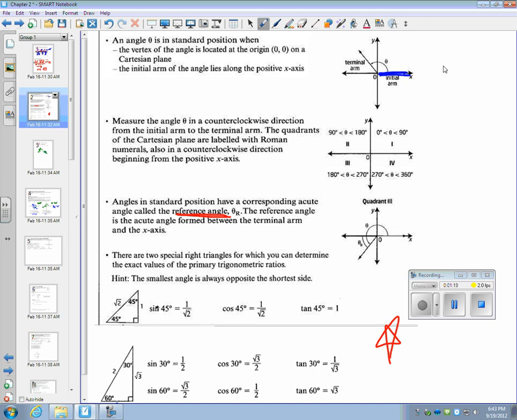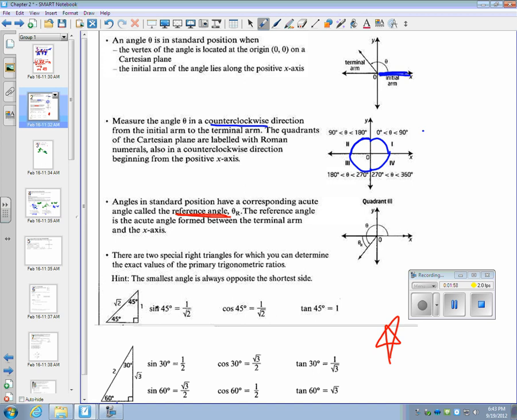We always measure the angle in a counterclockwise direction from the initial to the terminal. The quadrants of the Cartesian plane are labeled with Roman numerals, also counterclockwise, beginning from the positive x-axis. Okay, and on the side of the classroom, it shows where the quadrants are. We start with number 1, and it's from 0 to 90. We're going counterclockwise. Then from 90 to 180. Then from 180 to 270, we just keep adding 90, and then from 270 to 360.